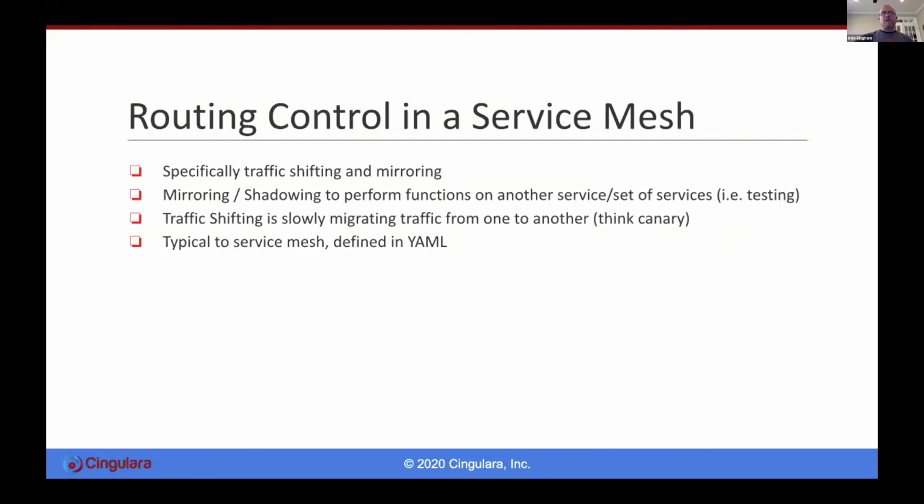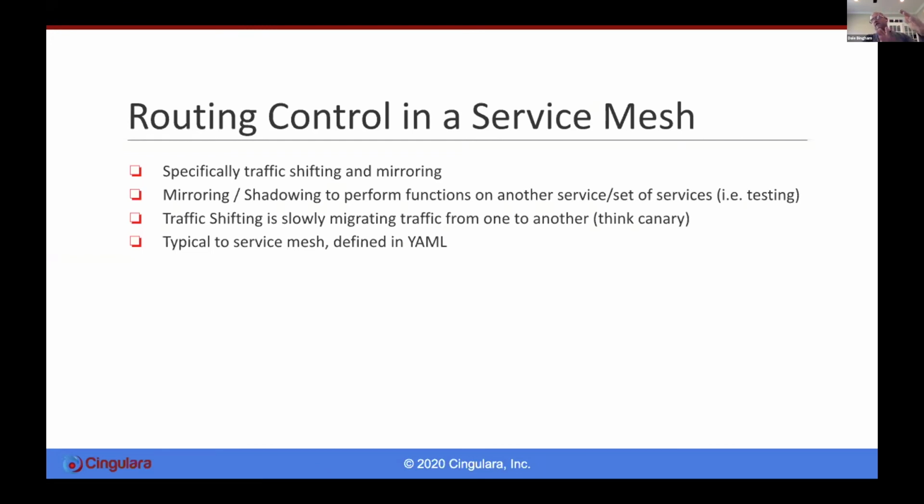With routing control, it's more of traffic shifting and mirroring. Mirroring or shadowing to perform functions. Traffic shifting is where you're taking your traffic over here and slowly migrating to something else. To me, I think of canary when I think of that. But with mirroring and shadowing, is there a way for me to mirror and copy the requests that come through in production and have them come down here to me, just to see if my newer code works the way it's supposed to, without impacting production, without screwing anybody up?